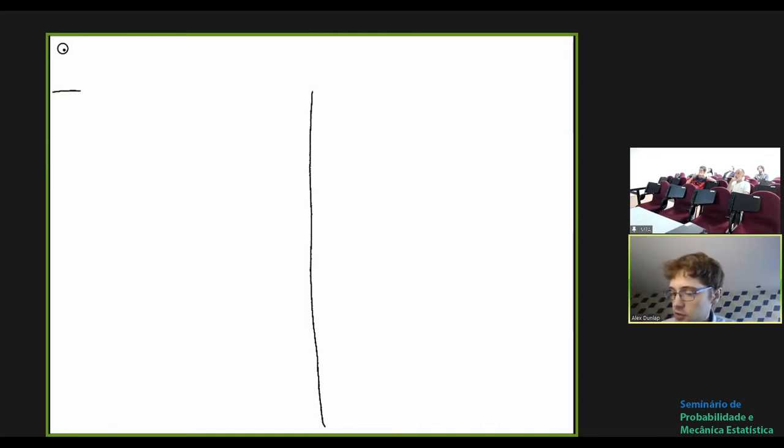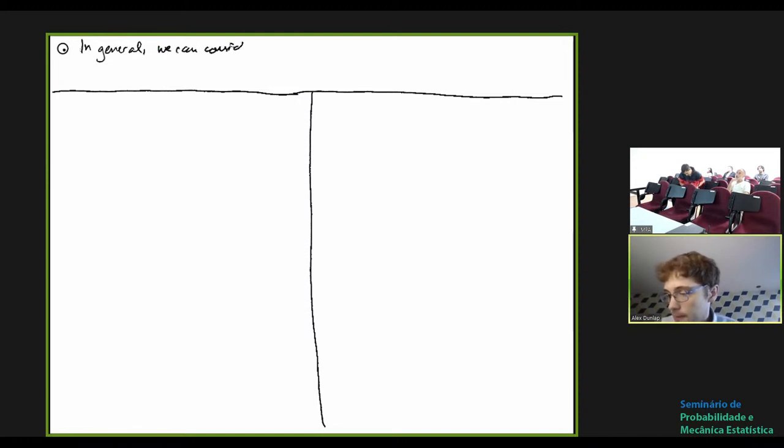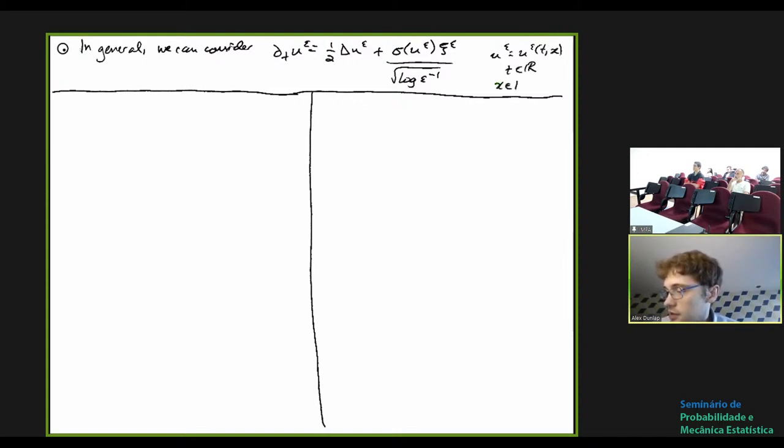In the nonlinear stochastic heat equation, we can try to do a similar thing. In general, we can consider ∂_t u_ε is 1/2 times the Laplacian of u_ε plus sigma of u_ε times ξ_ε, but then let's still divide by log ε inverse. Here u_ε is u_ε of t, x, with t in R and x in R^2. So here we're in the critical dimension, but now we put in this arbitrary nonlinearity. Let me now talk about two examples where this has been studied. The first example will be when sigma of u is equal to beta times u. So back to the parabolic Anderson model.